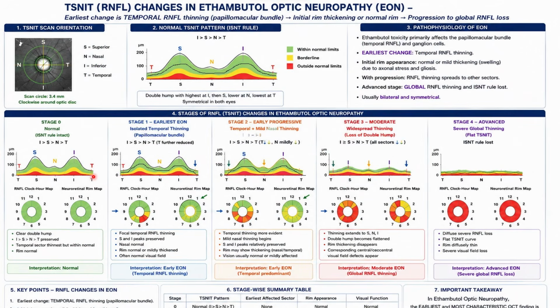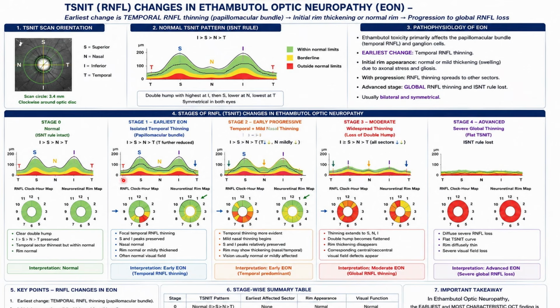Now, to understand the changes that happen in the retinal nerve fiber layer, this is the Tisnet graph. This is the normal distribution of the thickness of the retinal nerve fibers based on the Isnet rule. The Isnet rule says that the inferior part is thickest. This is the double hump. The inferior part of the retinal nerve fiber layer is thicker than the superior part, then the nasal, and the last one is the temporal part. This is the normal double hump appearance of the Tisnet graph seen in normal people.